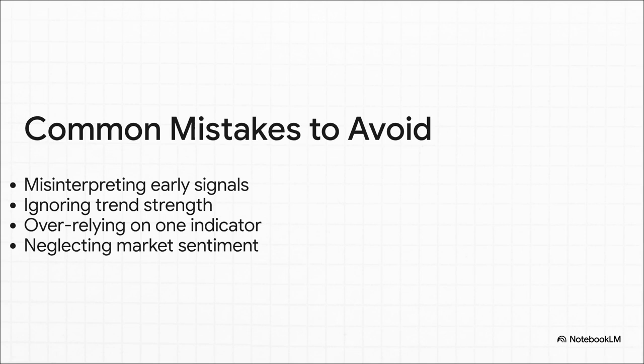Now, naturally, there are a ton of ways to get this wrong, and we should talk about them. The biggest mistake? Jumping the gun on an early signal without waiting for confirmation. Another one is ignoring just how strong the main trend is. A really powerful trend can survive a lot of scary-looking dips. We already mentioned this one, but it's huge, relying on just one indicator. That's a recipe for disaster. And finally, forgetting to look at the big picture. What's the broader market sentiment doing? Just being aware of these traps is half the battle.